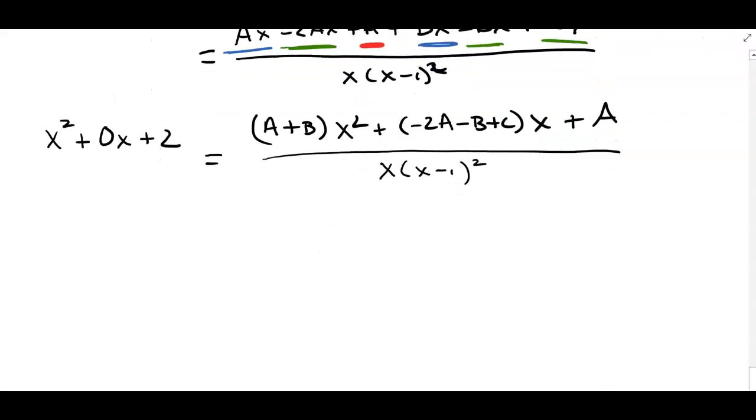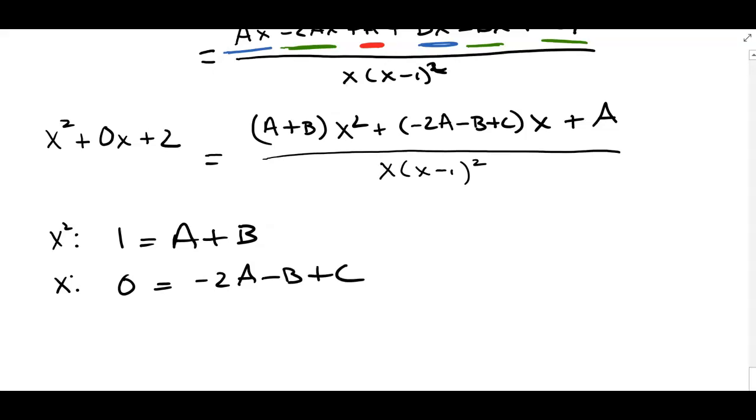So when I set up my system, my x squared has to match my x squared. So for my x squared terms, well, that's a 1. 1 equals A plus B. For my x terms, that's a 0 equals negative 2A minus B plus C. And for my constant, well, that's a 2. 2 equals A. Now that's the system that I need to use.